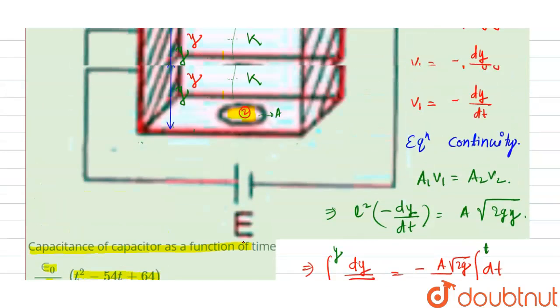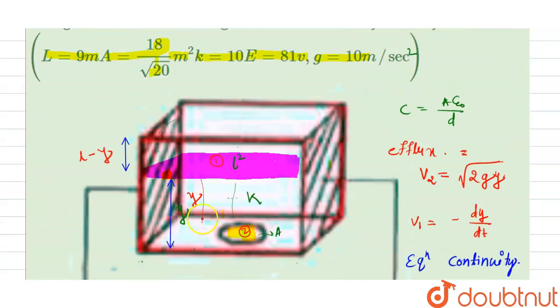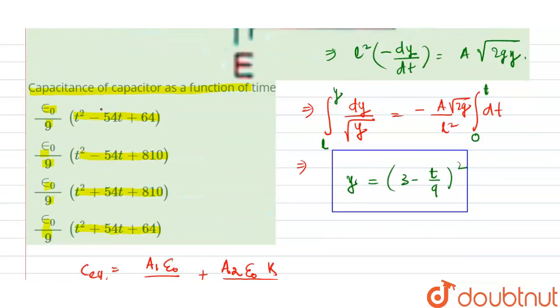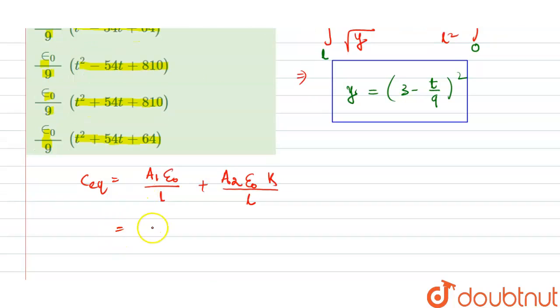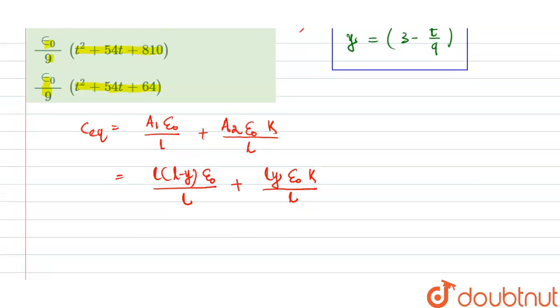A1 is without dielectric, and this is the region of dielectric, which has an area of y into length L, that is A2. For A1, this region only is L into L minus y. So area 1 equals L into (L minus y), and area 2 equals y into L. This is L into (L minus y) into epsilon divided by L, plus area 2, that is L into y into epsilon into dielectric constant k divided by L. This is the expression for our equivalent capacitance, right?